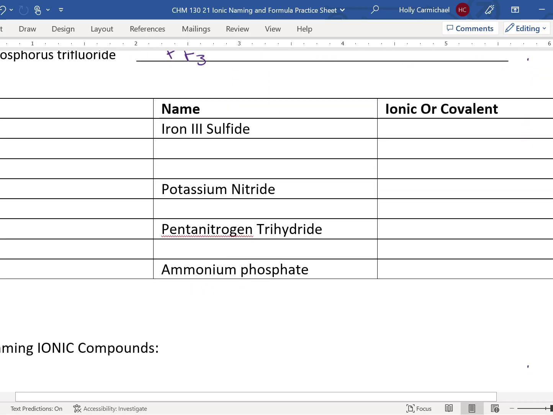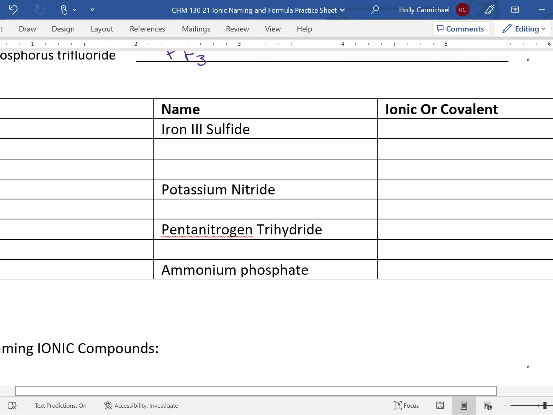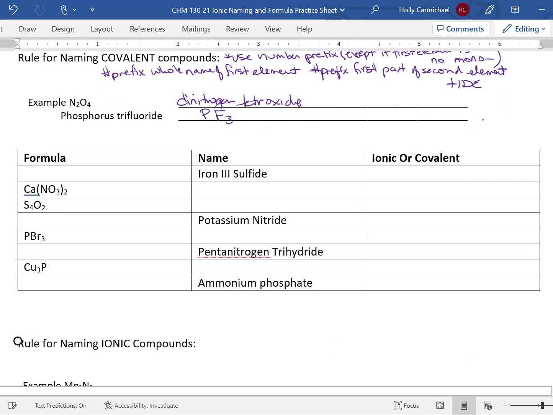Okay, so here's the last one. I'll give you a couple minutes. In this one, from the formula, tell me the name and tell me if it's ionic or covalent. It might actually be easier if you just go through and identify ionic versus covalent first. Then, from the name, give me the formula. From the formula, give me the name. This one throws in some polyatomics too, and a transition metal.